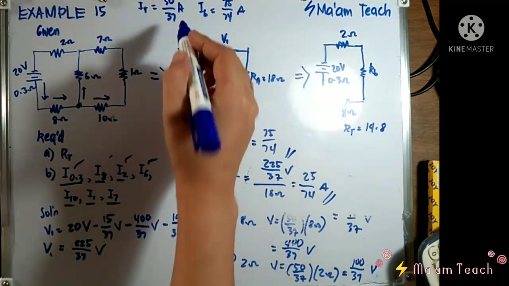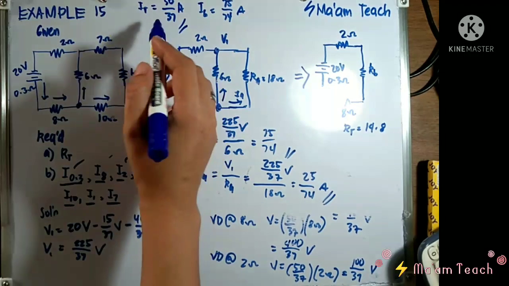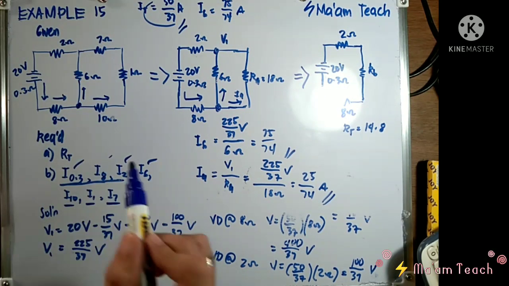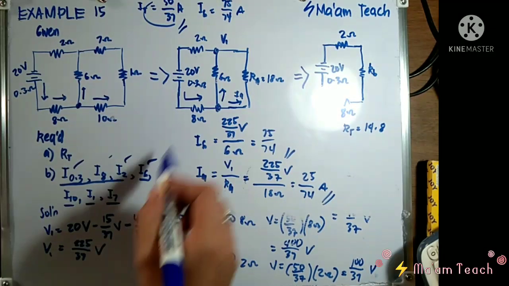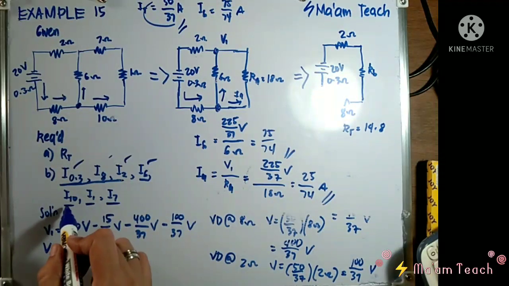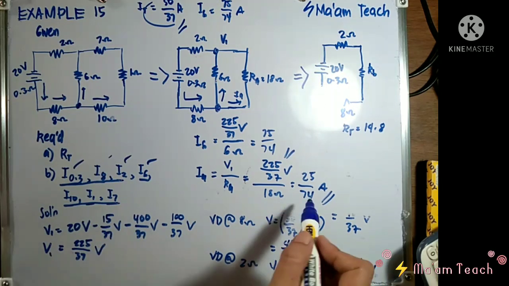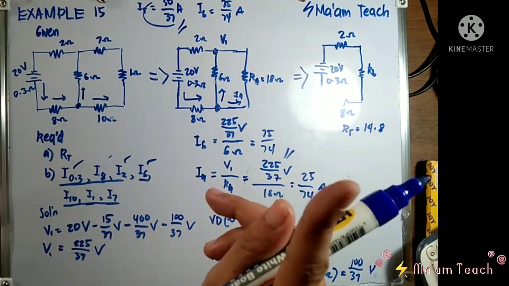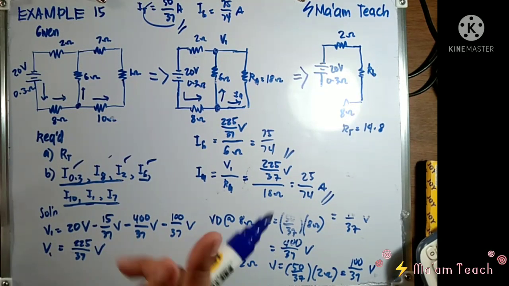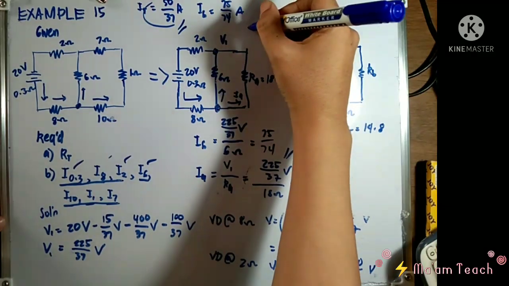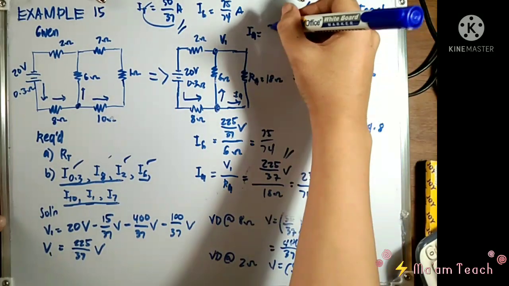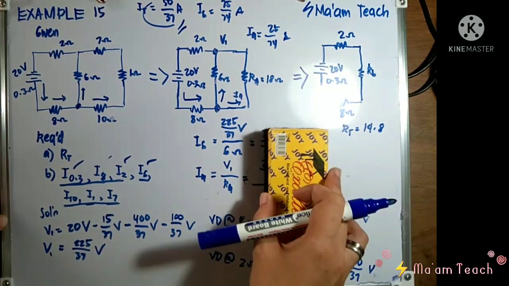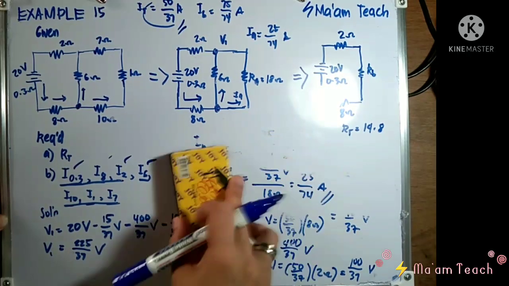And this one, the other one is also an answer, which is 50 over 37, the current flowing in 0.38 ohms and 2 ohms. While for I6, we have 75 over 74. And for 10 ohms, 1 ohm, and 7 ohms, we have 25 over 74. Now, how are we going to check if it's correct? Let me write this first, 25 over 74 amperes. Let us check, class, although it's already the answer.